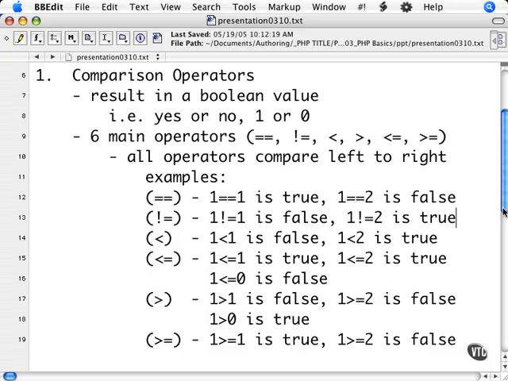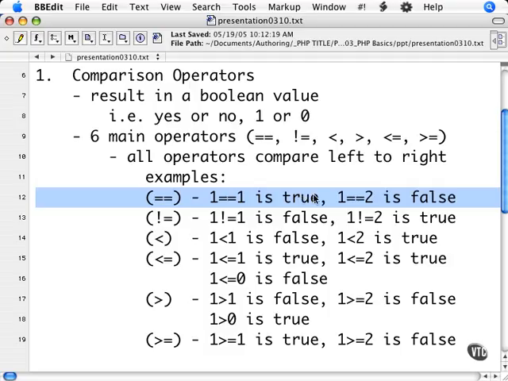Comparison operators result in a Boolean value. If you remember back to the movie on types, a Boolean value is either true or false. There are 6 main comparison operators. They are the double equals, the exclamation equals, the less than, the greater than, the less than equals, and the greater than equals.